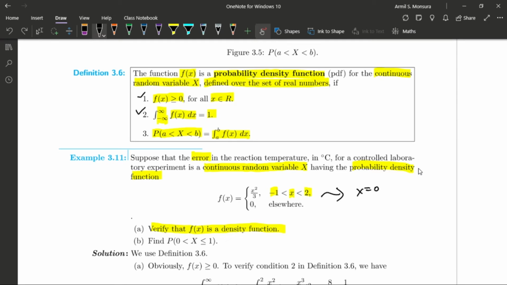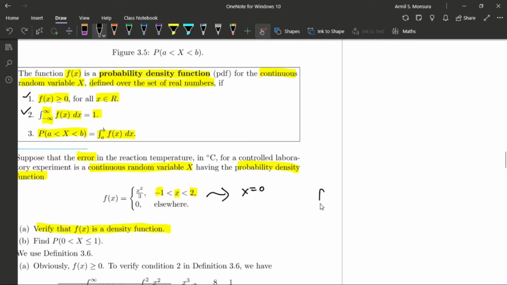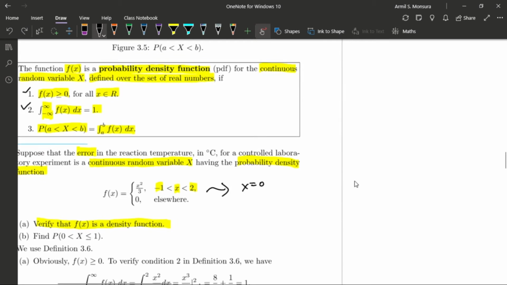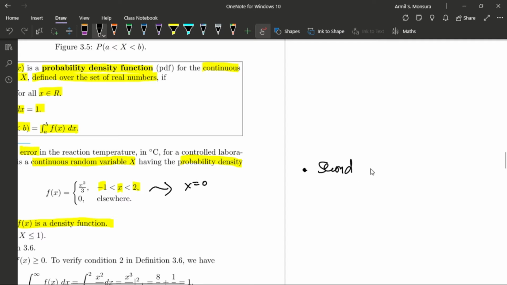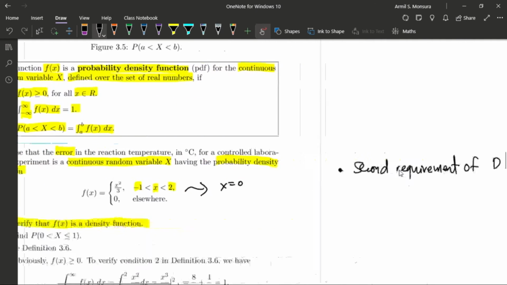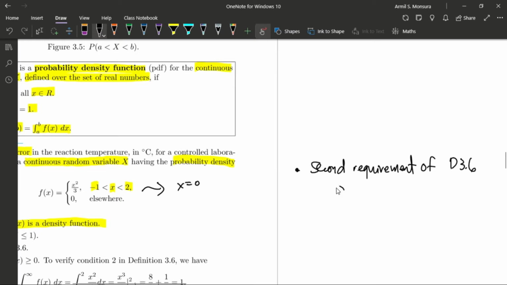Okay. Now, the second thing that we have to prove so that we can say that this f of x is a PDF is the second assertion of definition 3.6. So we need to evaluate the integral. Okay. So yung second requirement of definition 3.6 is that the integral of f of x dx from negative infinity up to positive infinity should be equal to 1.